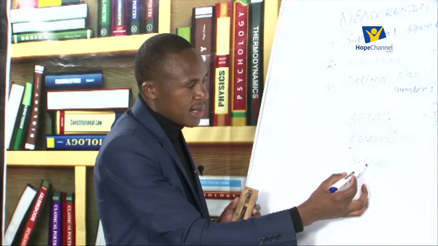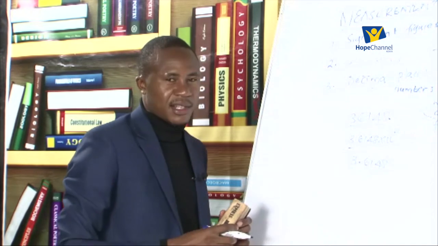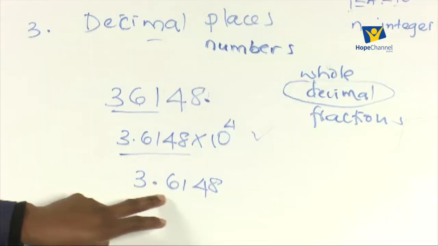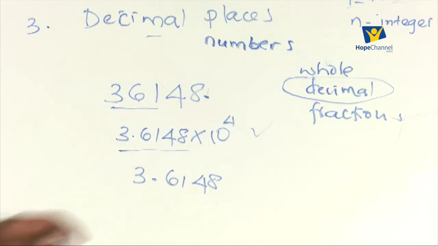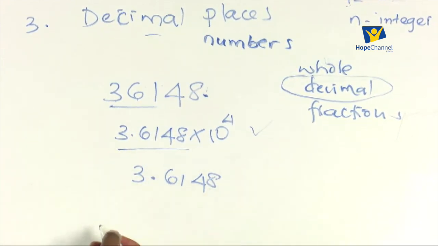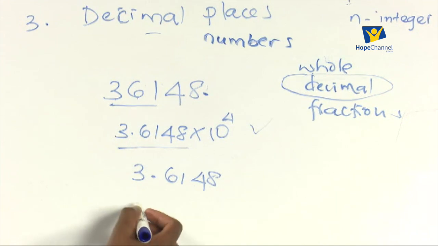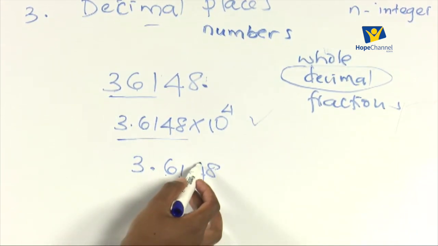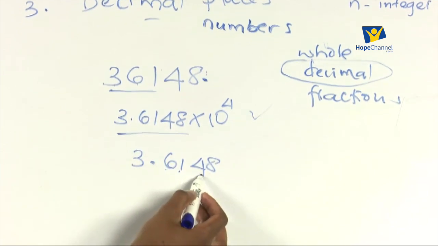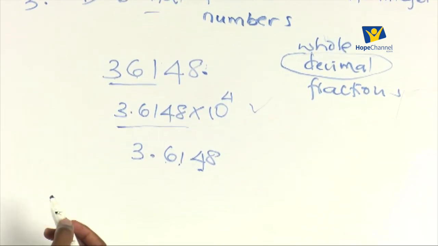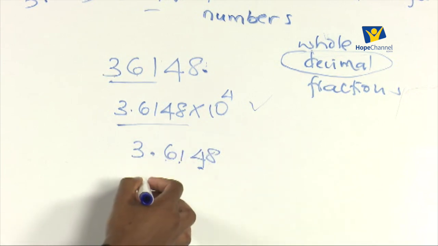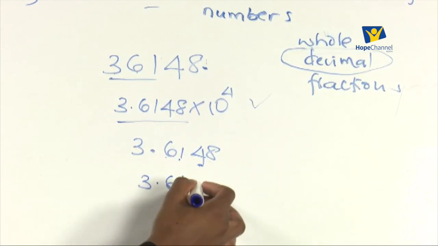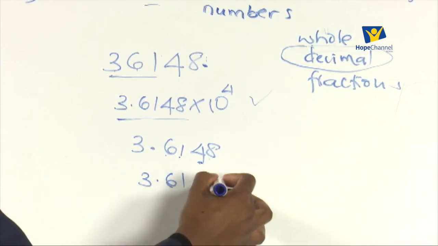Because we have 1, 2, 3, 4 digits after the decimal point, we say the number is written to 4 decimal places. We can write that number to, say, 2 decimal places. We count 1, 2, and then we look at the next number, which is 4. That 4 is not equal to 5. It is less than 5, so we drop it. The answer becomes 3.61. So this is written to 2 decimal places.